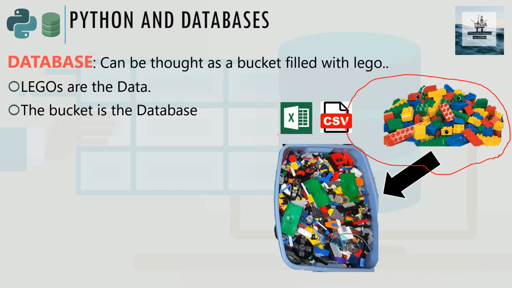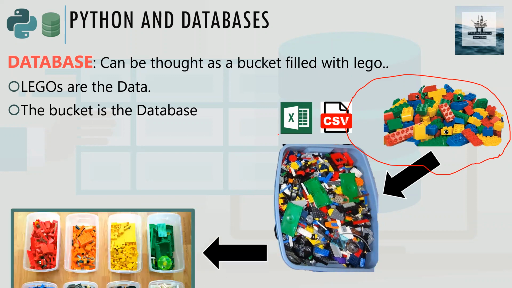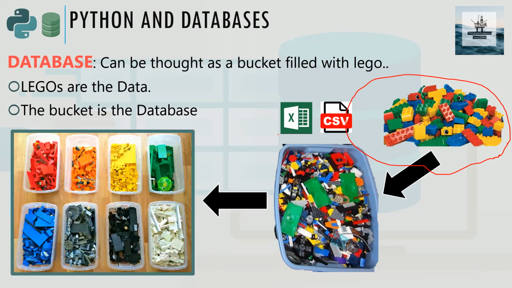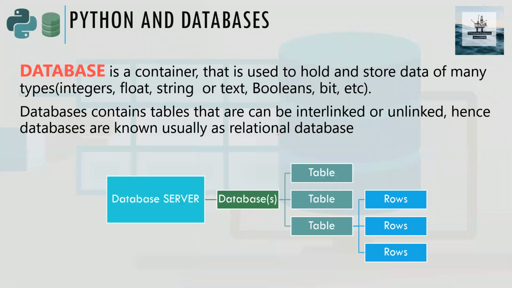So actually, a better way of managing this type of data is to organize your data into different shapes and different colors, meaning that we need to organize our Legos into different smaller containers. It's going to be much more manageable and easier to work with. So this is basically the concept of a database.